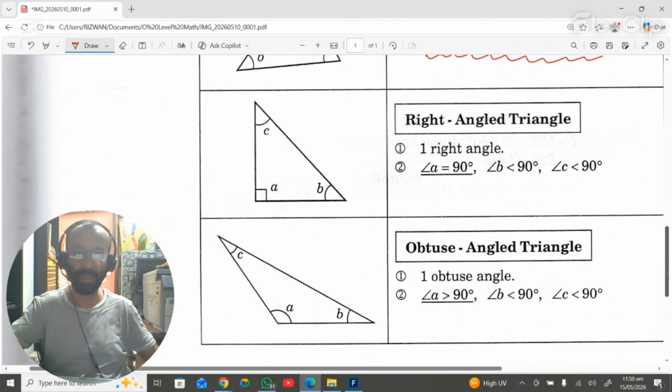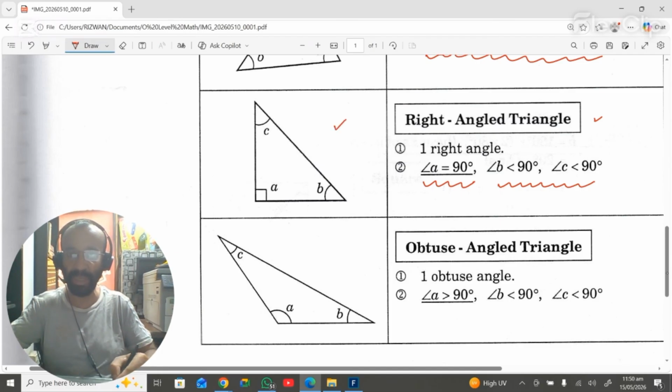The next type of triangle is the right angle triangle. This is a triangle in which one angle is always 90 degrees and the other two angles will be acute angles. So this is the shape of the right angle triangle in which one angle must be 90 degrees, and this is the sign to represent the 90 degree measure.